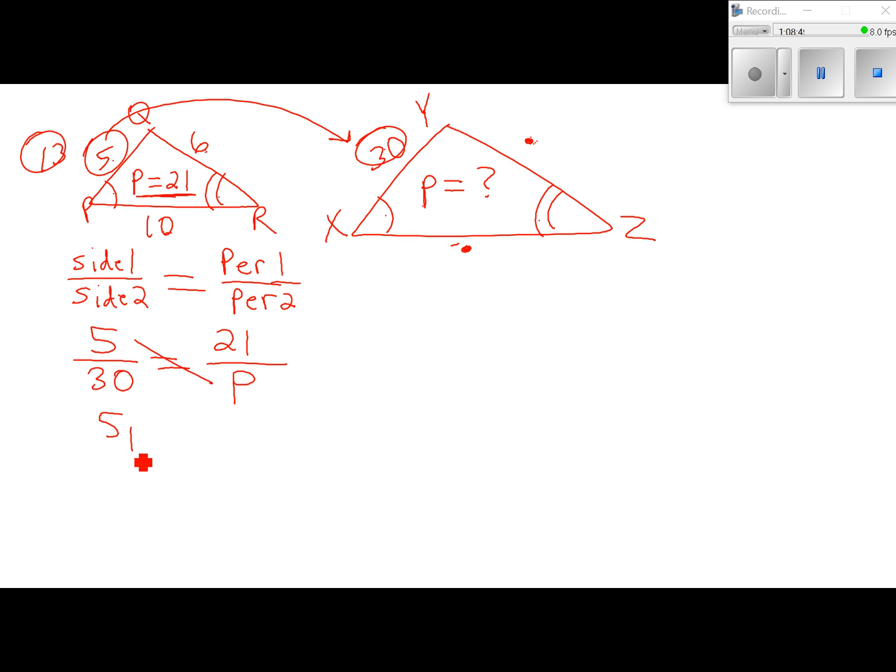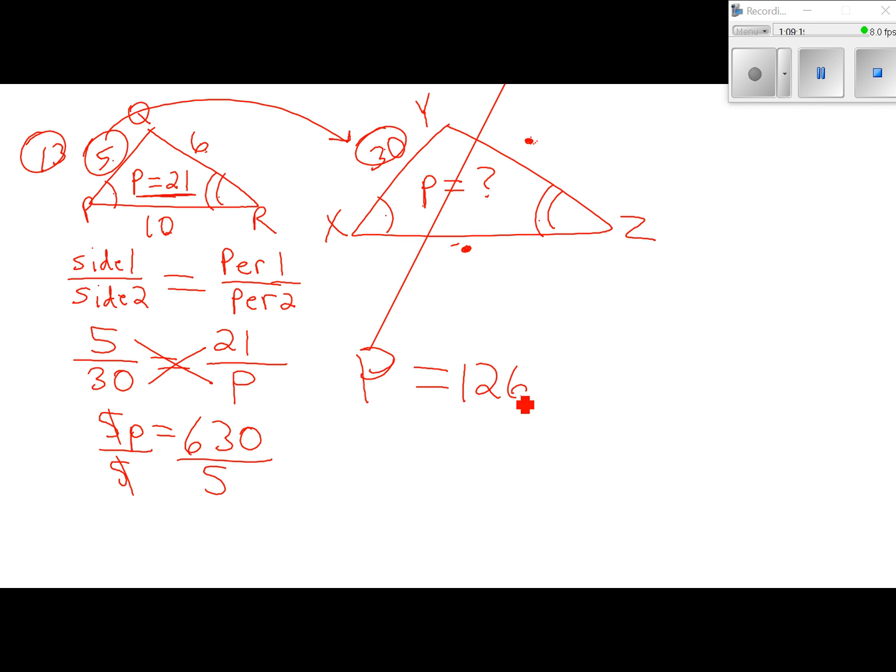Then we cross multiply, you end up with 5P equals, you cross multiply this way, grab your calculator and take 30 times 21. You end up with 630. And then we want to get P by itself, so we divide both sides by 5. And you end up with P, that's P equals the perimeter of the second shape. Just divide 630 by 5. You end up with 126. Did they give us any units on this one? Doesn't look like it. So the perimeter is just 126 units.